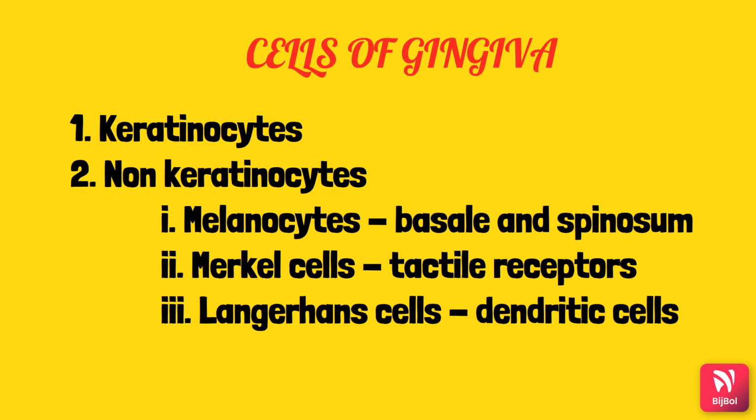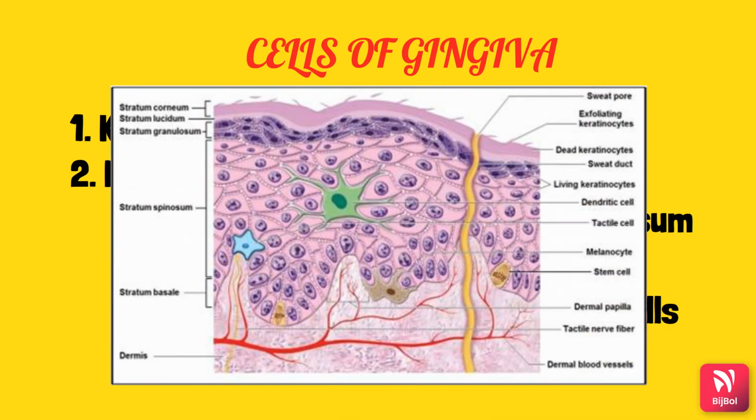The melanocytes and Merkel cells are located in the deeper layers of the epithelium, whereas the Langerhans cells are located in the suprabasal or the superficial layers. Now don't worry about the layers, we will be learning them in further slides, but for now remember that the melanocytes and Merkel cells are in the deeper layers, whereas the Langerhans cells are in the superficial layers. The Merkel cells have the tactile receptors for pressure, whereas the Langerhans cells are called the dendritic cells, and the melanocytes are especially seen in the basal layers and the spinous layers. Here in the diagram, we can appreciate the presence of the dendritic cell in the suprabasal layer and the melanocytes seen in the deeper layers of the epithelium.